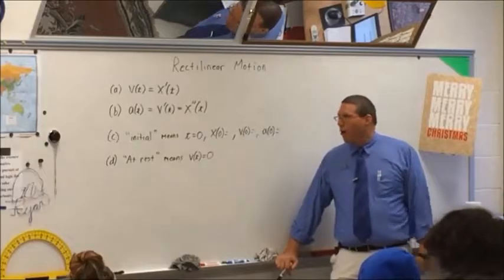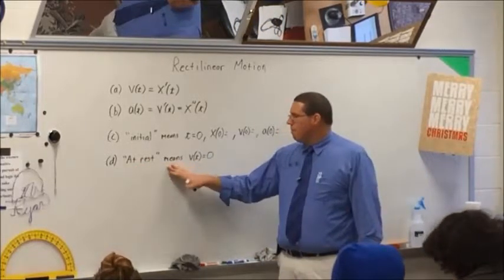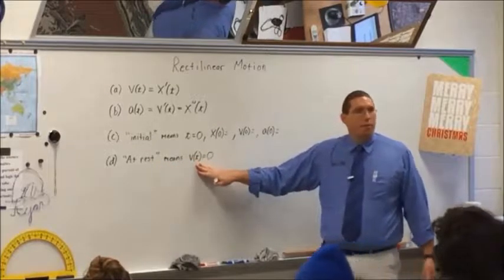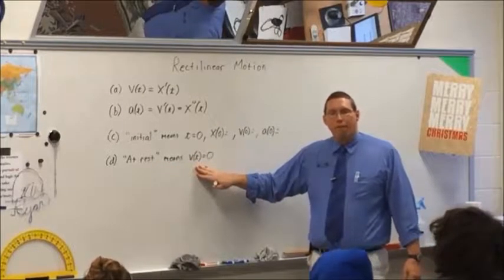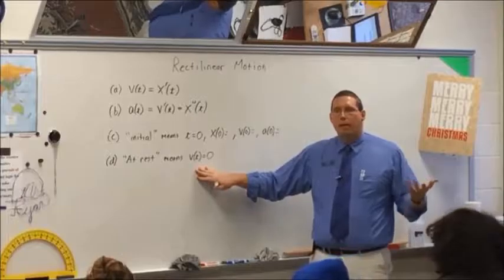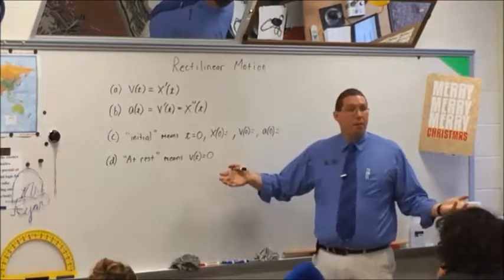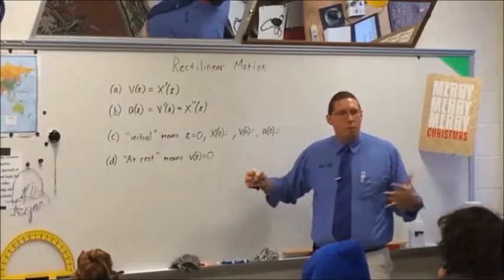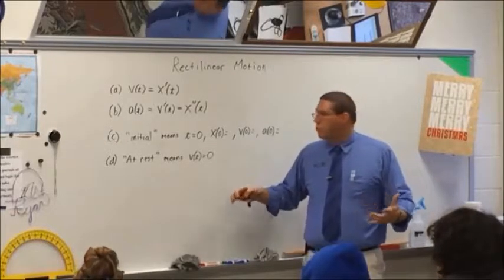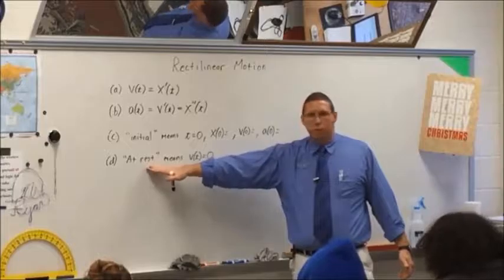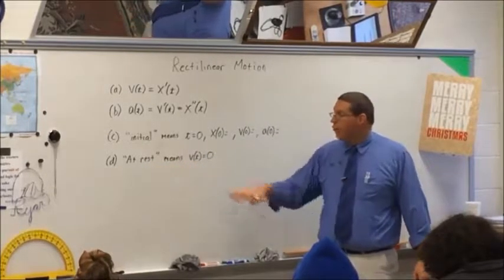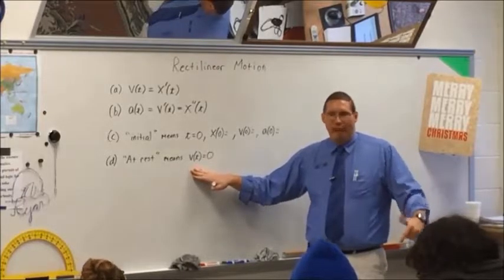All right. So at rest means where velocity is 0. So you can just graph the function and then find the zeros. Any technique for finding the zeros of a function can be used to determine when an object is at rest. And then your answer would be a t value.